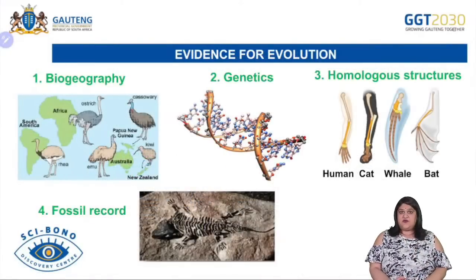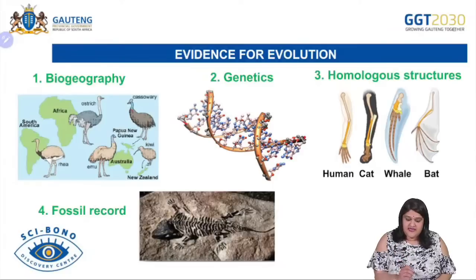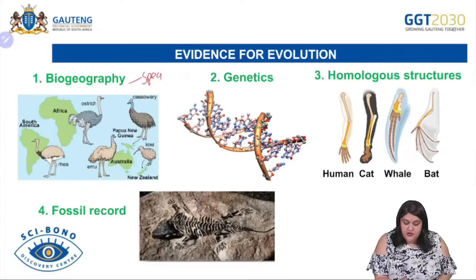So first we start with our evidence of evolution. You should all know this. We have biogeography. You studied all of these: biogeography, genetic evidence, homologous structures, and the fossil record. I just want to remind you, and we'll look at it later on, that biogeography is a line of evidence that can also play a role in speciation.